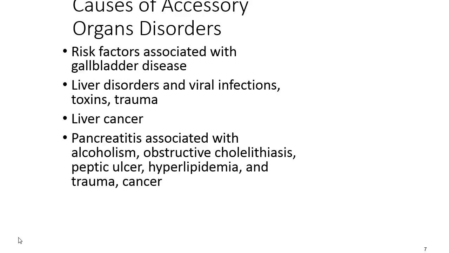What kinds of conditions cause accessory organ disorders? Accessory organs would be like pancreas, liver, and gallbladder. There are risk factors associated with gallbladder disease, such as rapid weight loss. Women are more prone to gallbladder disease than men. The risk factors increase with age, obesity, having several children, diabetes, or Crohn's disease. They find that there may be a genetic link to people who have gallbladder disease as well.